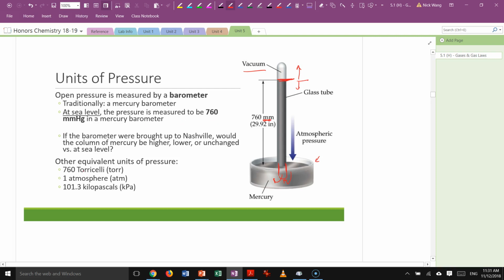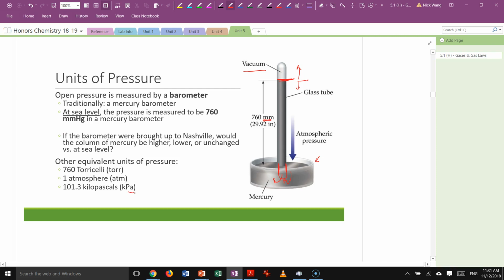Also equivalent is that 1 atmosphere that we addressed earlier. So that 1 atmosphere of pressure is also the same as 760 torr, 760 millimeters of mercury, as is 101.3 kilopascals, represented by kPa. K, of course, meaning kilo, and then Pa referring to the unit Pascal.